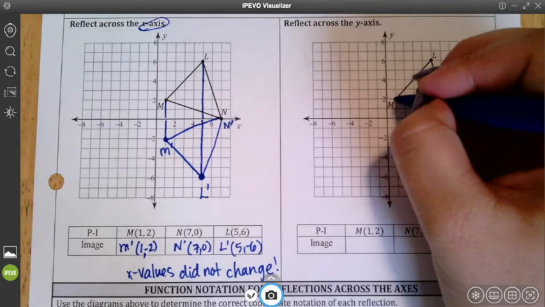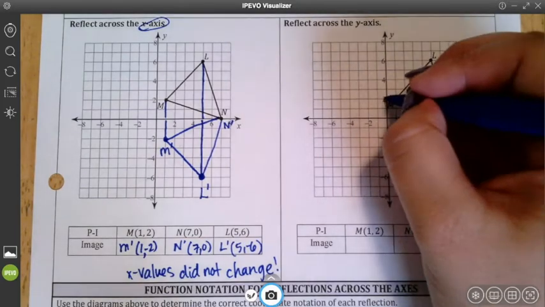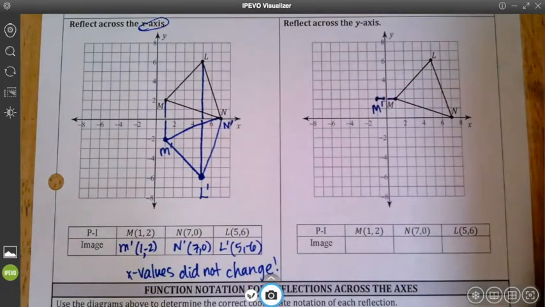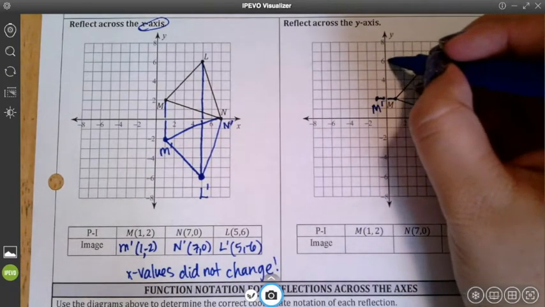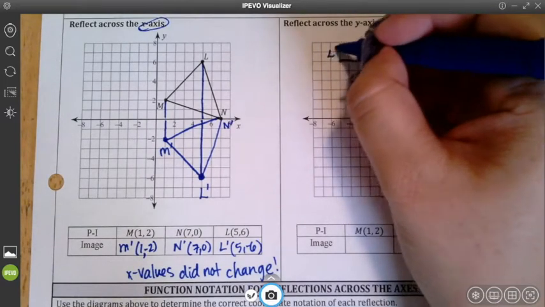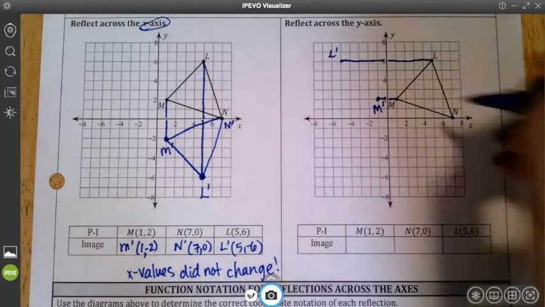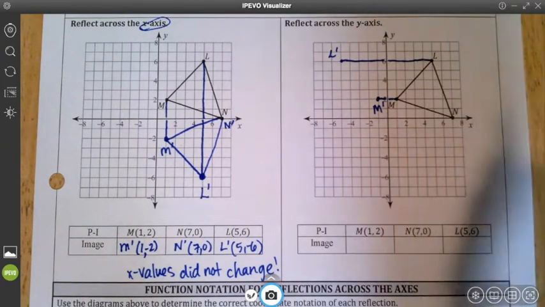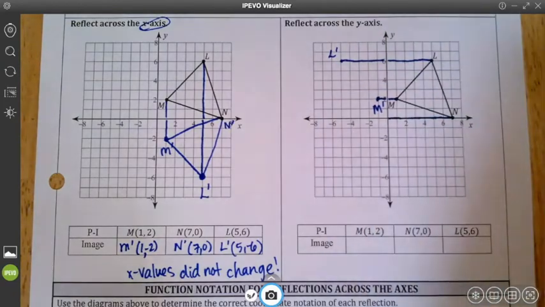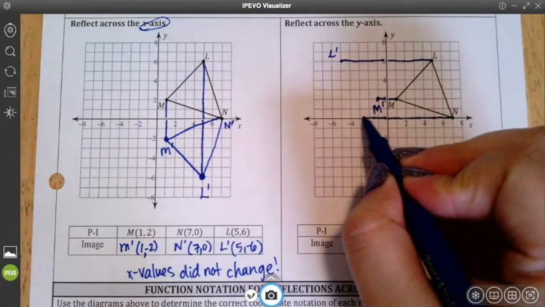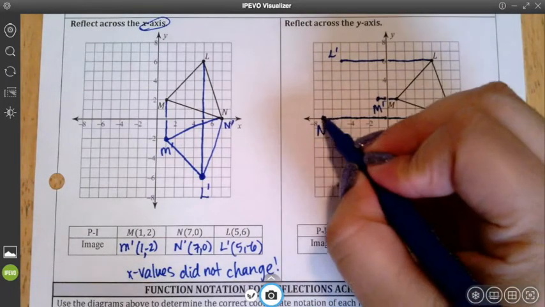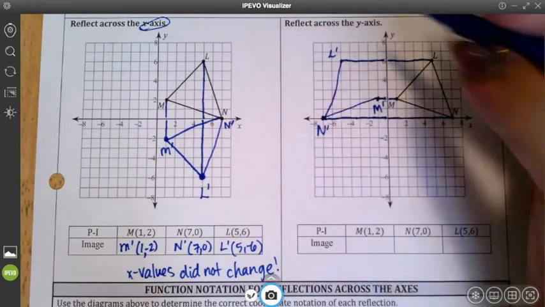From M to the y-axis, that's 1 unit. So I go 1 unit on the other side. There is M prime. L, 2, 4, 5, there is L prime. And then N, this time it's not on my line of reflection, so I do have to reflect it. 2, 4, 6, 7 units. And so it goes 2, 4, 6, 7 units. There is N prime. And so here is our triangle.